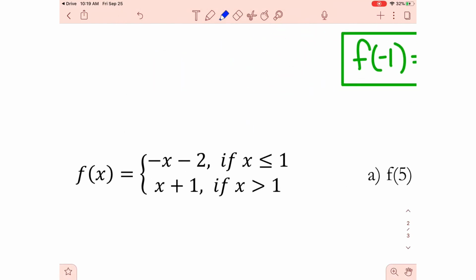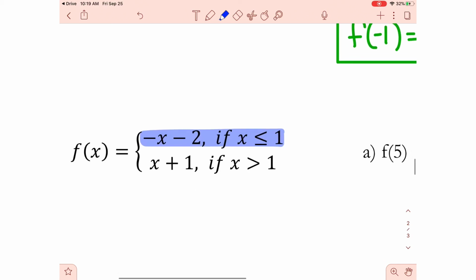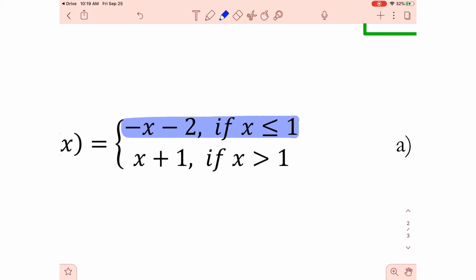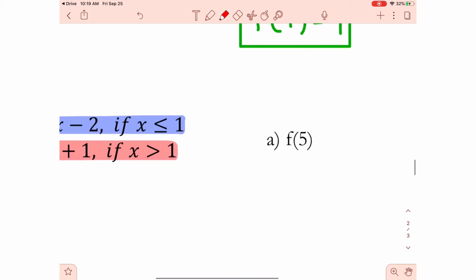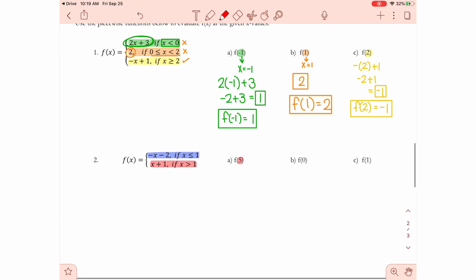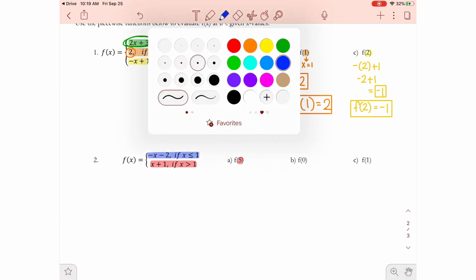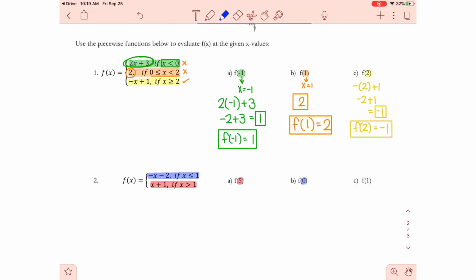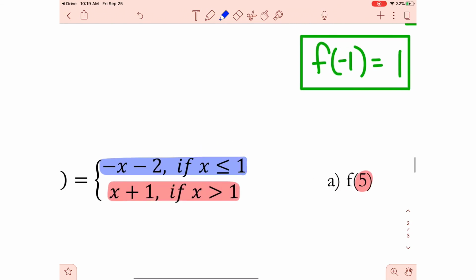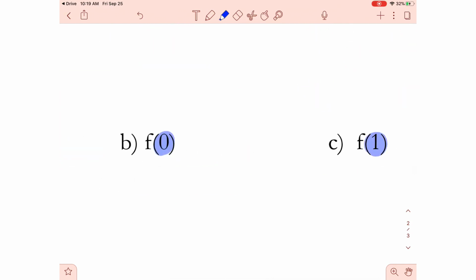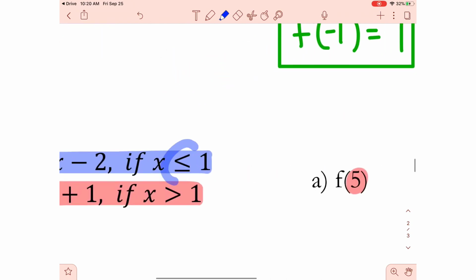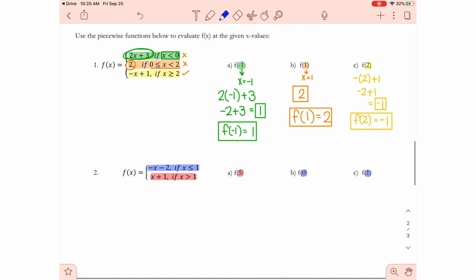So example 2 of evaluating, I have 2 parts of this graph. We've got the blue chunk, where x is less than or equal to 1, or the red, where x is greater than 1. So let's see, 5 is greater than 1. That's going to go into the red. 0 is less than 1. That's going to go into the blue. And 1 is less than or equal to 1. So you plug the 1 into the one that's underlined, okay, if it's the same number. So I hope that makes sense.